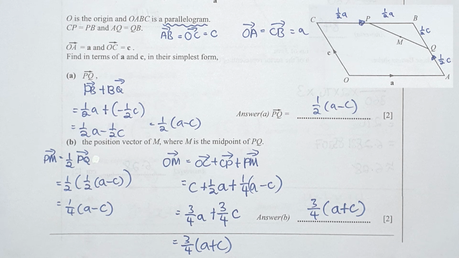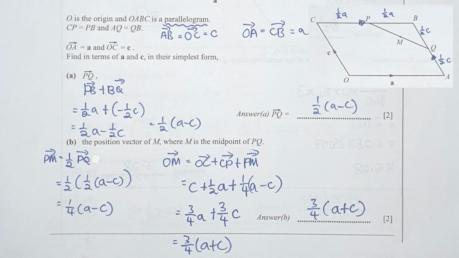Okay, so the other part in question 16. So based on these two information, CP equals to PB, you will know that CP will be half A and PB will be half A. Reason being that it is a parallelogram. The other thing is that AQ equals to QB, you will get AQ equals to half C and QB equals to half C. With the same reason, parallelogram.